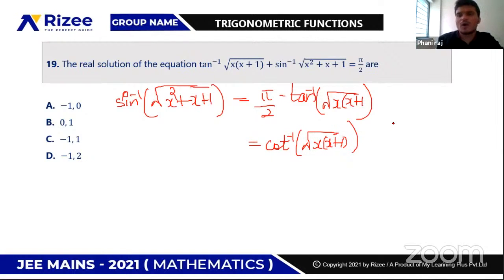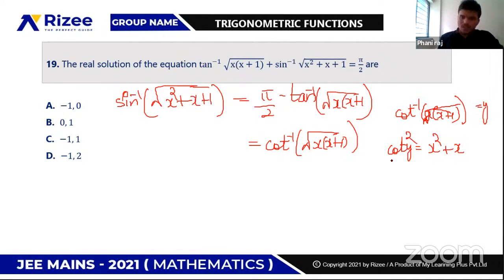Now put cot inverse of square root of x into x plus 1 equal to y. So what happens? You get cot y equal to the square root of x into x plus 1, so cot square y equal to x square plus x. So what is cosecant square y? Cosecant square y equal to cot square y plus 1. So cosecant square y equal to x square plus x plus 1. So cosecant y equal to under root x square plus x plus 1.